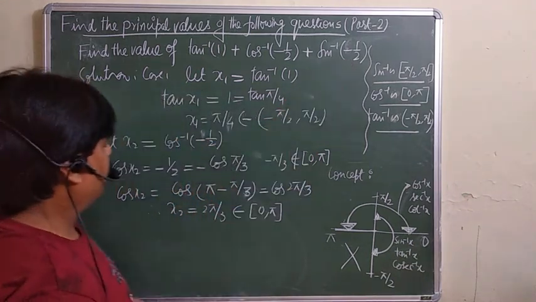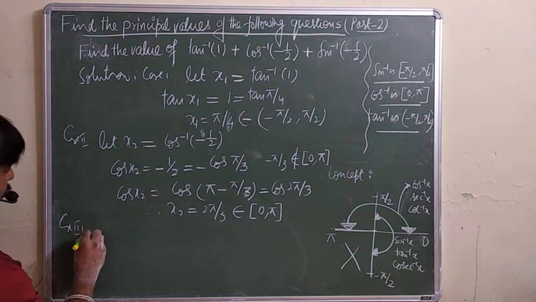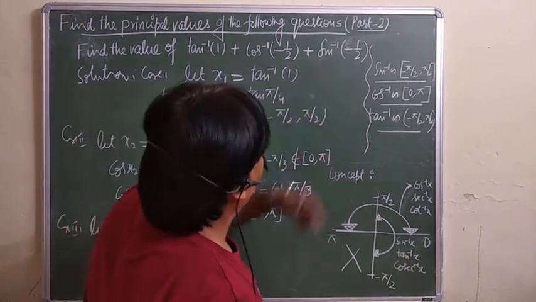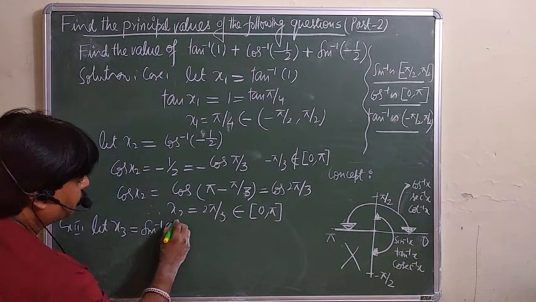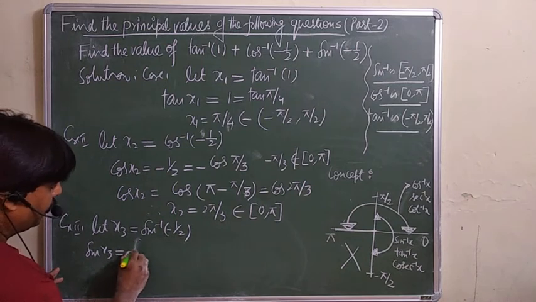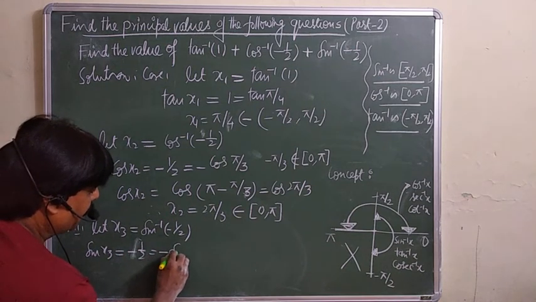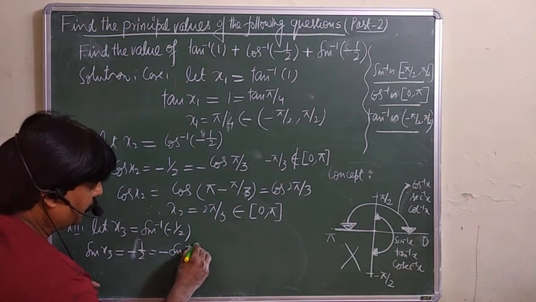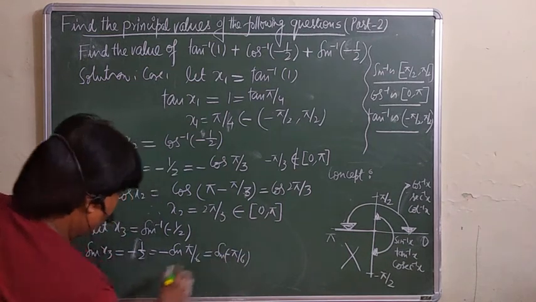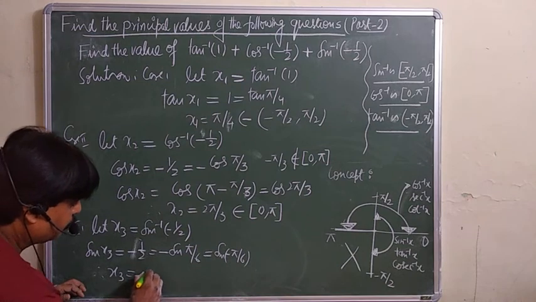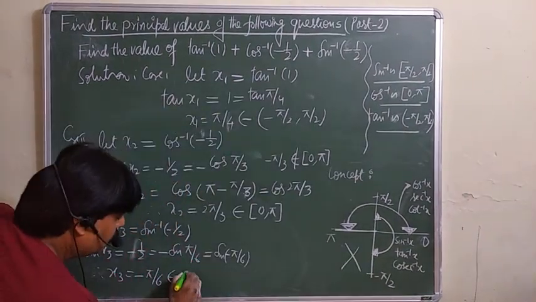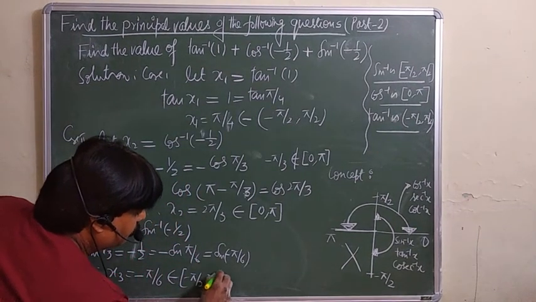And last is sine inverse minus 1 by 2. Similarly, you can take this as case 3. Let x3 be equal to sine inverse minus 1 by 2. So sine x3 is equal to minus 1 by 2, which is minus sine of 1 by 2, the value of sine 30, pi by 6. Or it can be written as sine of minus pi by 6. So x3 is equal to minus pi by 6, which already belongs to minus pi by 2 to plus pi by 2.